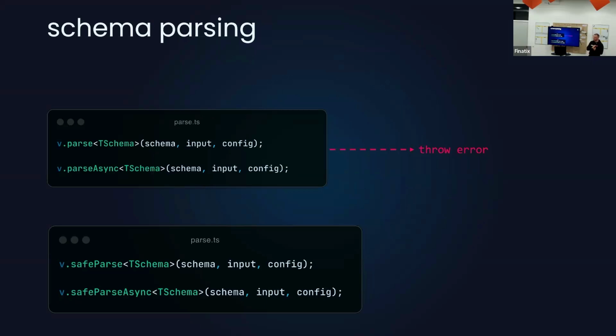You can either use the parse method. This will just throw an error if the validation fails, or you are using the safeParse method. Instead of throwing an error, it will yield you a result object that contains the errors in a well-structured way that you can further process.